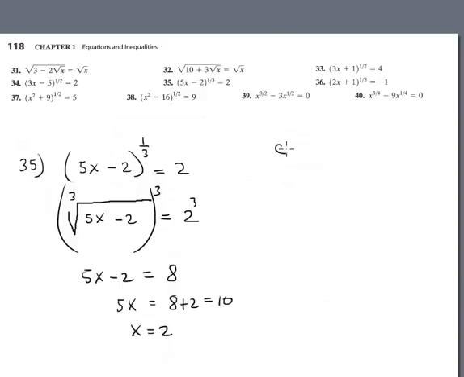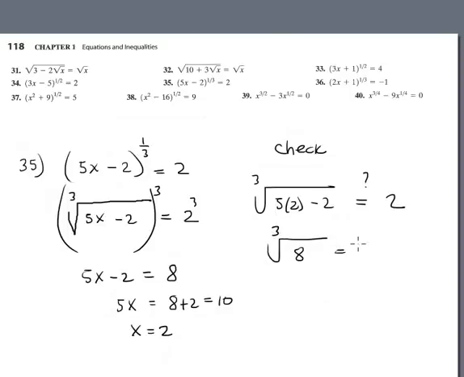Now the checking, not necessarily the checking, because the index is an odd number. However, to make sure, what I want to do is cubic root of 5 times 2 minus 2 should be 2. This is 10 minus 2 is 8. Of course 2 is true. 2 equals 2 is true, and the solution is 2.